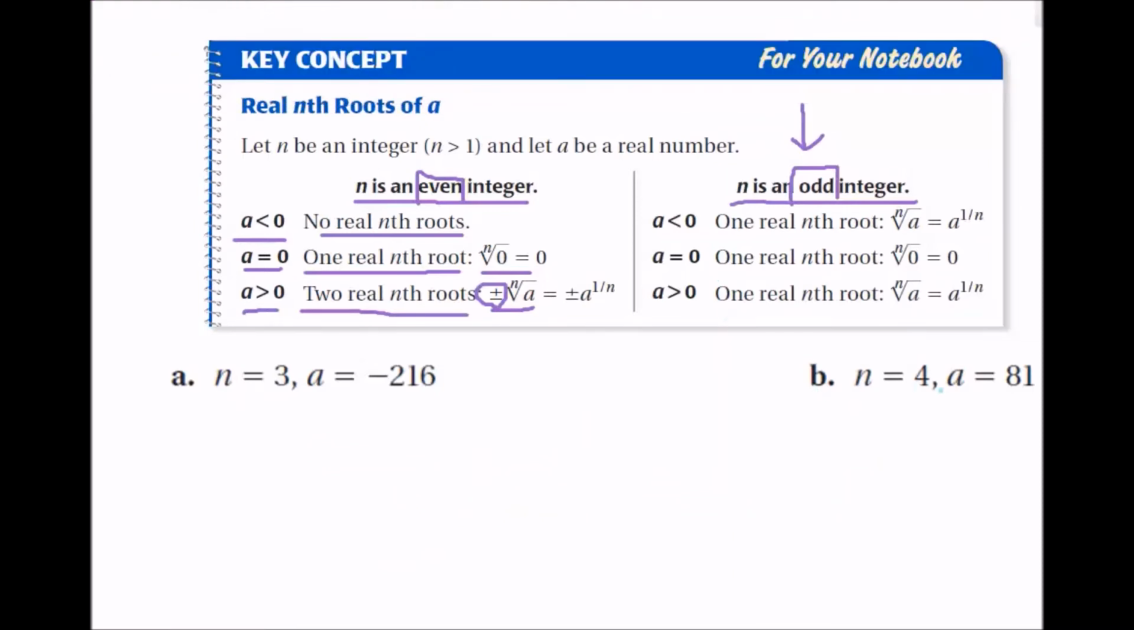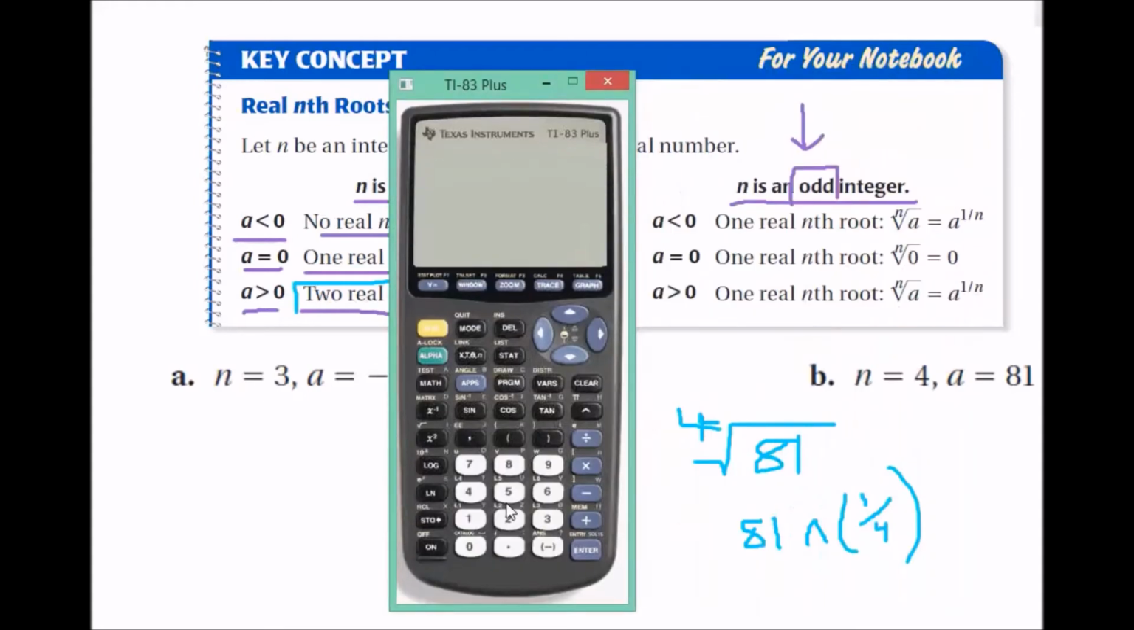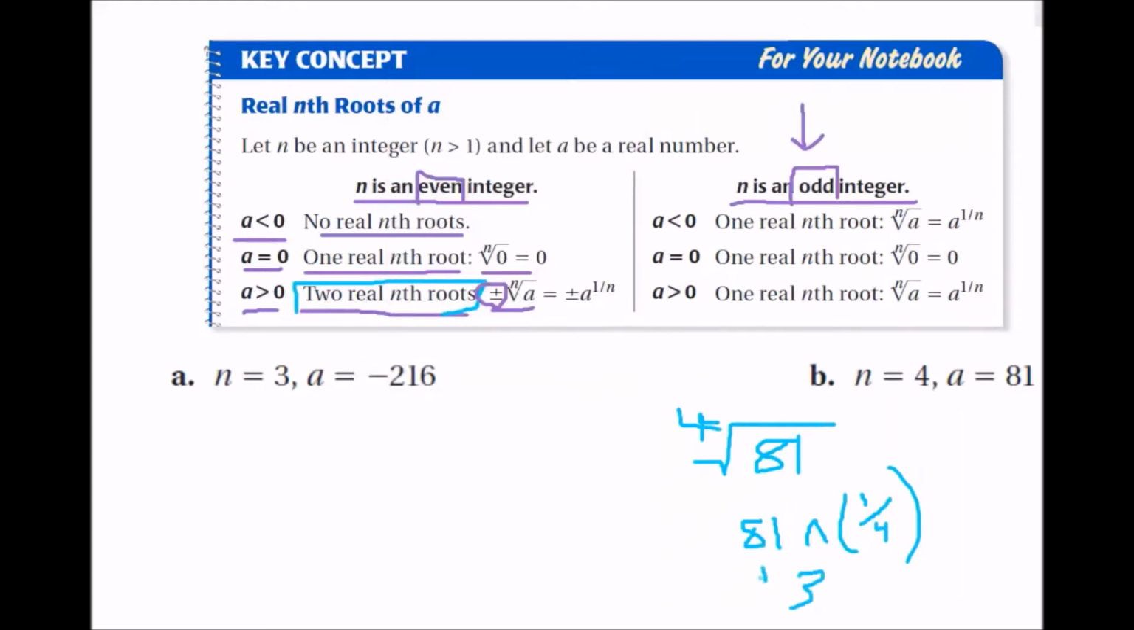The second one is n equals 4, a equals 81. So n is an even integer, and a is greater than 0. It's going to have two real nth roots, plus or minus the root of that. So we have the fourth root of 81, or you can write 81 to the 1/4 power. Same thing. Plug that into your calculator, see what you get. The answer is going to be 3. And of course we have to write plus or minus 3 because that's what it says. We're going to have two answers, plus or minus that number.